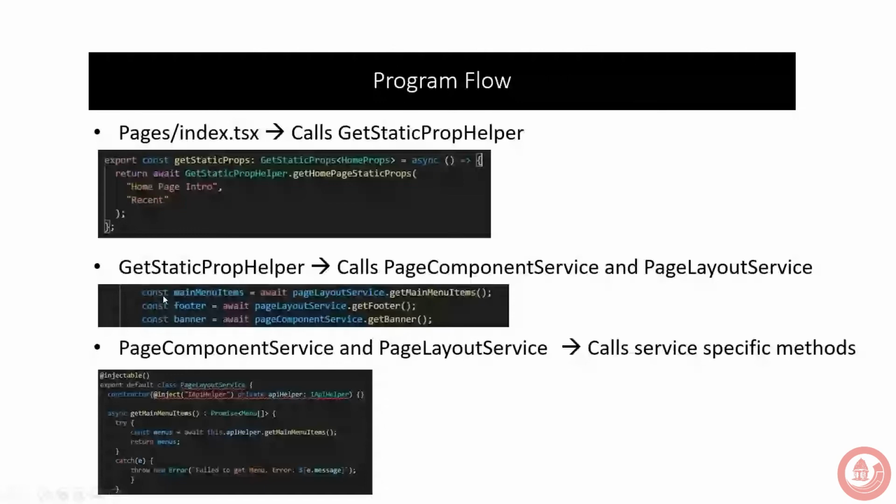So in the get static props helper, it uses page layout services for all the page related methods, like, every page has a menu, every page has a footer. So it basically calls those methods. And then page component services, for the components. A page may have a banner, a page may have a blog. So the component service has those component methods.